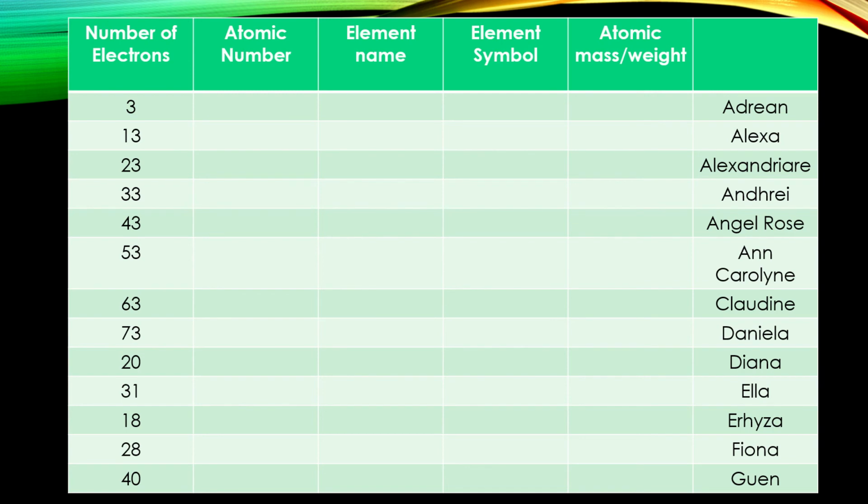This part, I used in the discussion for tycoons. As you can see, these names are the names of the students from tycoon. So just disregard this one. I'm going to give you more examples on how to determine the atomic number, element name, element symbol, and mass or atomic weight of an element.